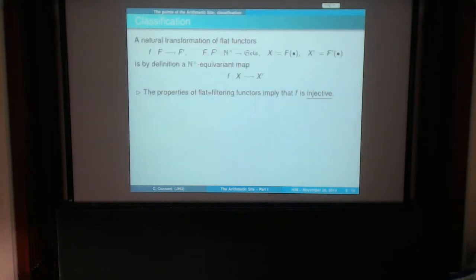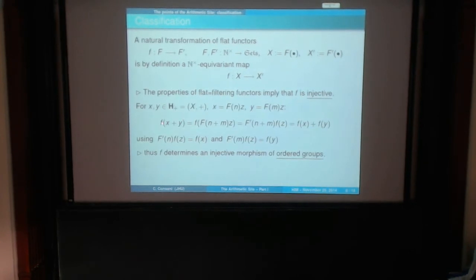Okay, so here are a few more sentences about the natural transformation, because the final part of the statement is about isomorphism classes. A natural transformation of flat functors from F to F prime, where F and F prime are given by a set with an action in this form, is by definition an n-cross equivariant map. And then the property of flat functors implies that F is injective and flat. So it's mainly based on using this description of filtering functors.